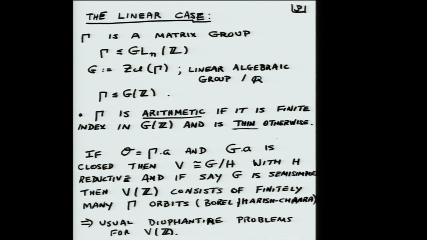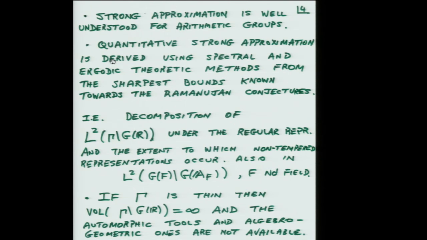A famous theorem of Borel and Harish-Chandra says that if G is semi-simple and H is reductive here, then the Z points will consist of finitely many orbits. It's a generalization of an old theorem of Hermite and Minkowski for quadratic forms. So this is the arithmetic case, and the study of the orbits is tantamount to the study of all the Z points because there are only finitely many orbits. And it's, as I say, the usual kind of problem.